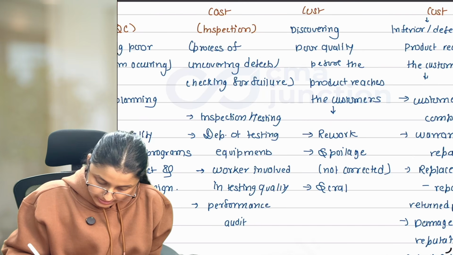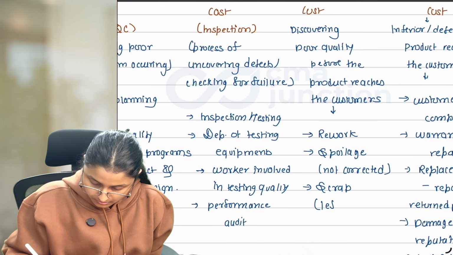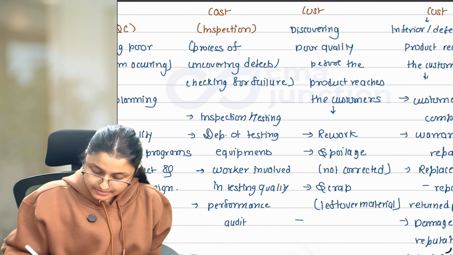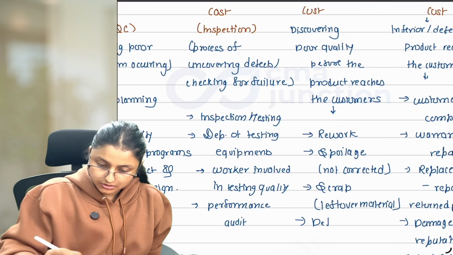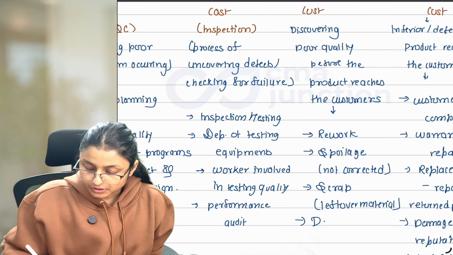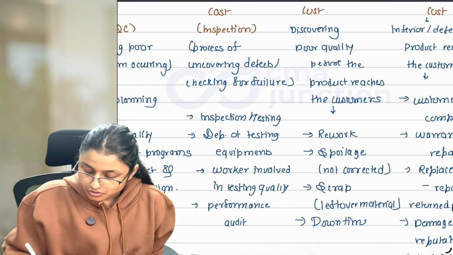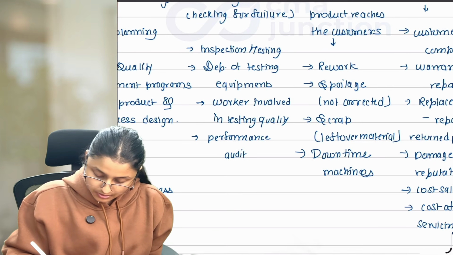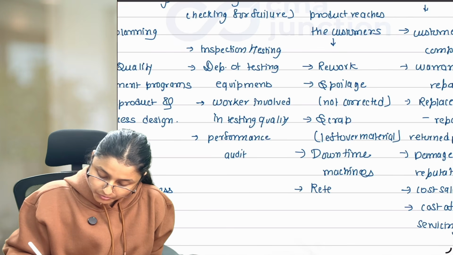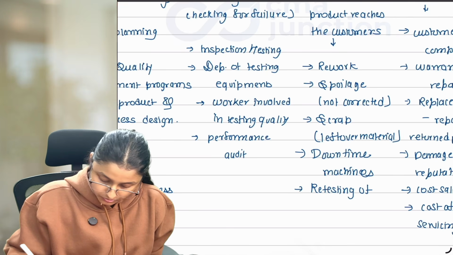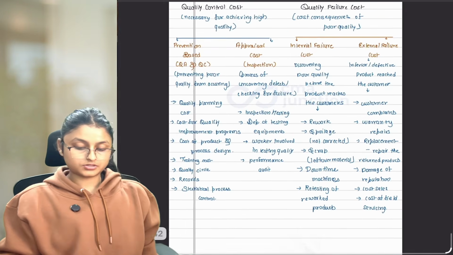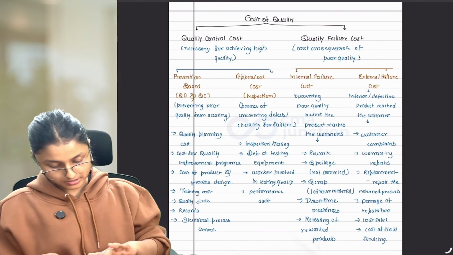There might be some scrap, which is the leftover material, and as there are defects in our products, then we know that there is some issue with the machine. So the machine should be stopped for checking that. That is downtime of machines. Then as you have reworked the product, retesting of the product will also be there. Retesting of reworked products. Done. So this is the whole cost which we can incur on quality.